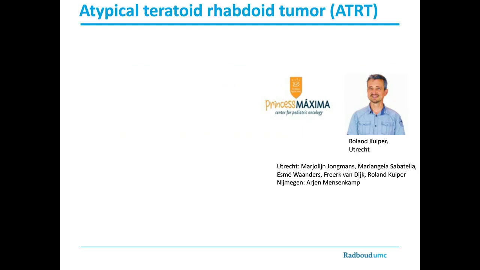Then I want to close with one extra example. Actually, I got in contact with my former colleague, Roland Kuiper, who's now working at the Prinses Maxima Center in Utrecht, also in the Netherlands. And Roland has some interest in a very severe, very rare disease called atypical teratoid rhabdoid tumors. This is a very rare and aggressive form of tumors.